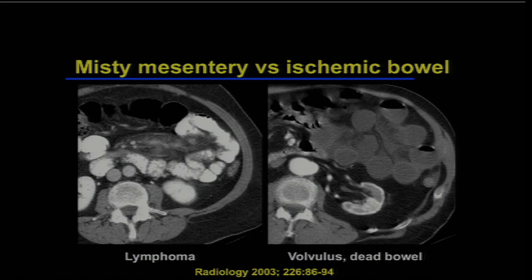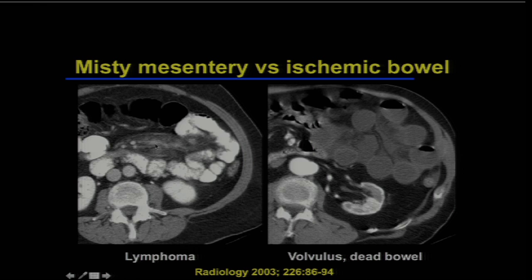I'd also like to point out, misty mesentery, fat stranding of the mesentery is common. It's more common as we get older. There's been a couple papers written about this, but it really has no clinical importance unless there is some other disease that we see elsewhere. So unless we see dilated bowel, we're not going to really worry about the misty mesentery. Unless we see lymphadenopathy or other features of the mesentery that are abnormal, we're not going to worry about a little bit of fat stranding of the mesentery.